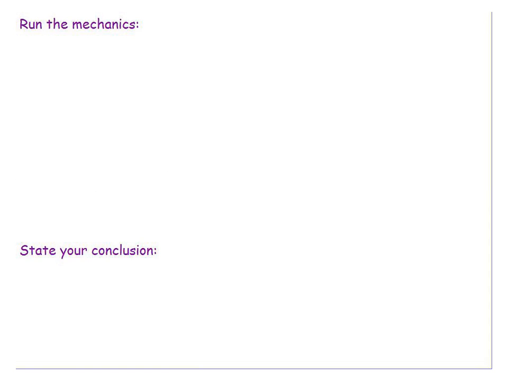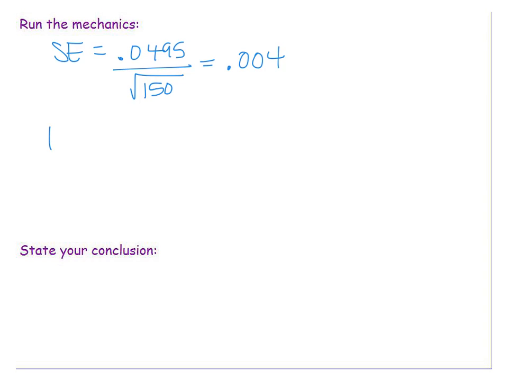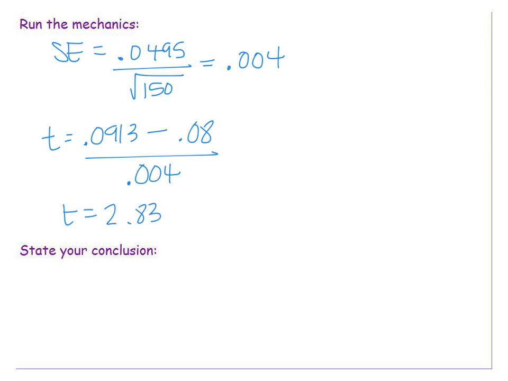Run our mechanics. So if you remember, the first thing we have to find is our standard error, which is found by taking your standard deviation, which we were told was 0.0495, divided by the square root of n, which is 150. Round, and I get 0.004. Now we have to find our t-score. So our sample mean was 0.0913. That was from the word problem. Minus our population mean is 0.08. Divided by our standard error of 0.004 leaves us with a t-score of 2.83.